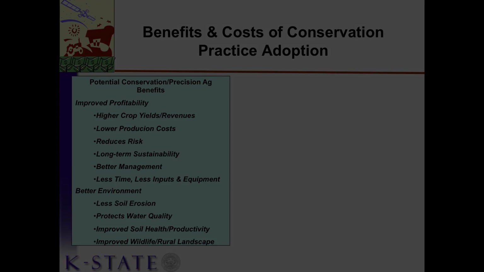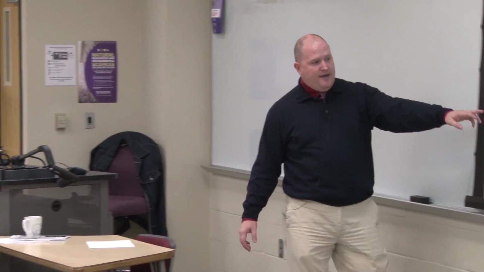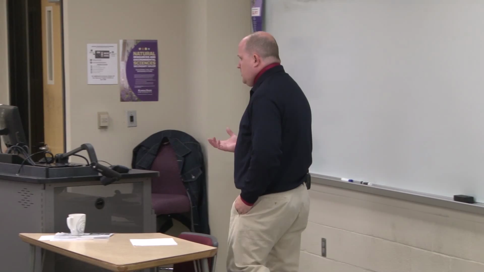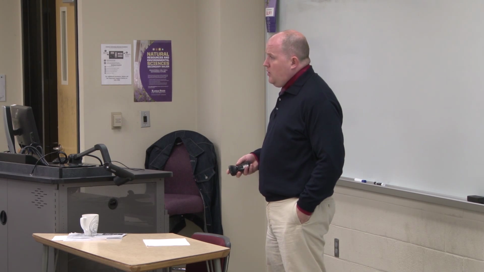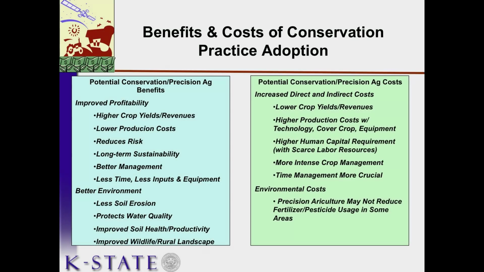We know the value of soil. It's what we need to grow crops. And so lesser soil erosion is a good thing. Protecting water quality, improved soil health and productivity, and then potentially improved wildlife habitats and rural landscapes. And this is becoming more important as we see farmers starting to invest in hunting land or wildlife areas, wildlife habitat. And so from that perspective, it's becoming of interest to start protecting those areas and making them more natural. But there's costs. You'll have an increase in both direct and indirect costs.